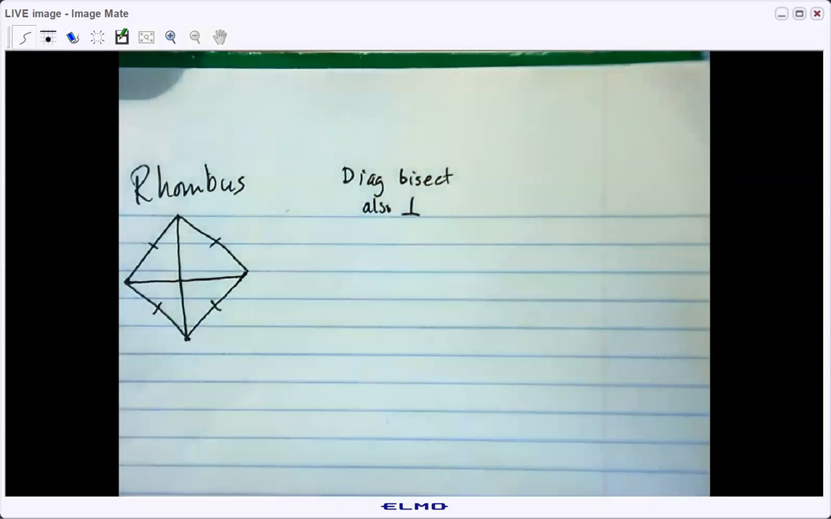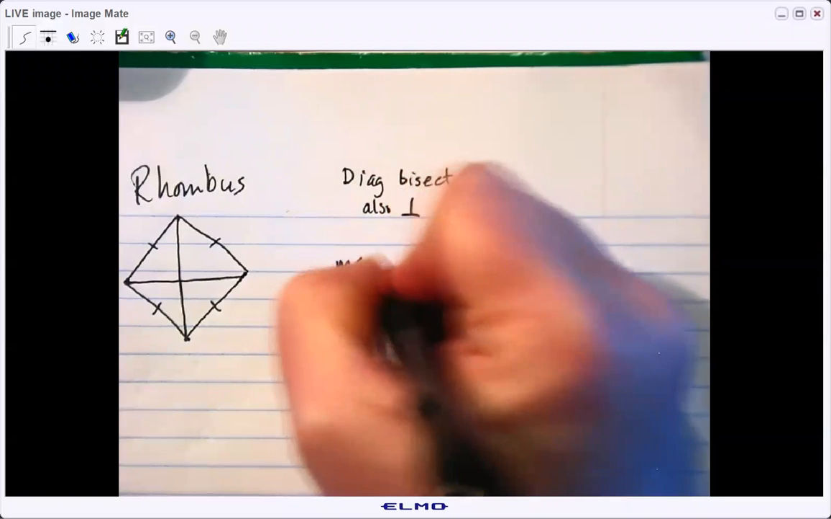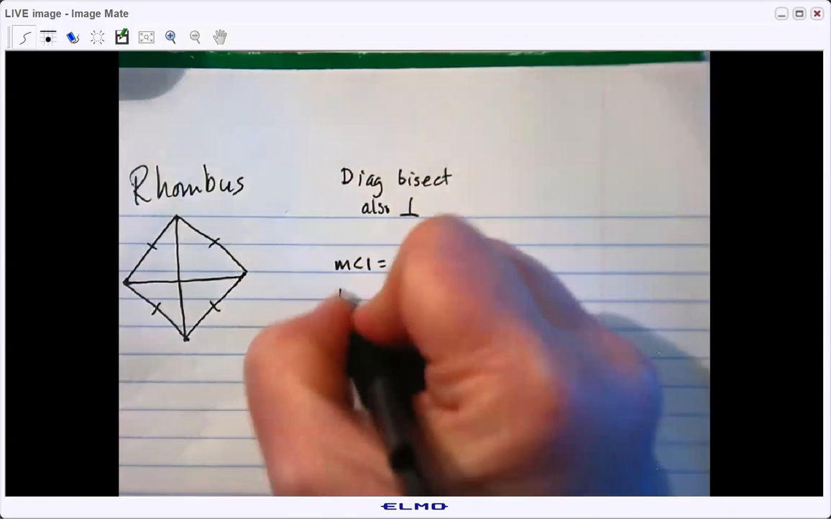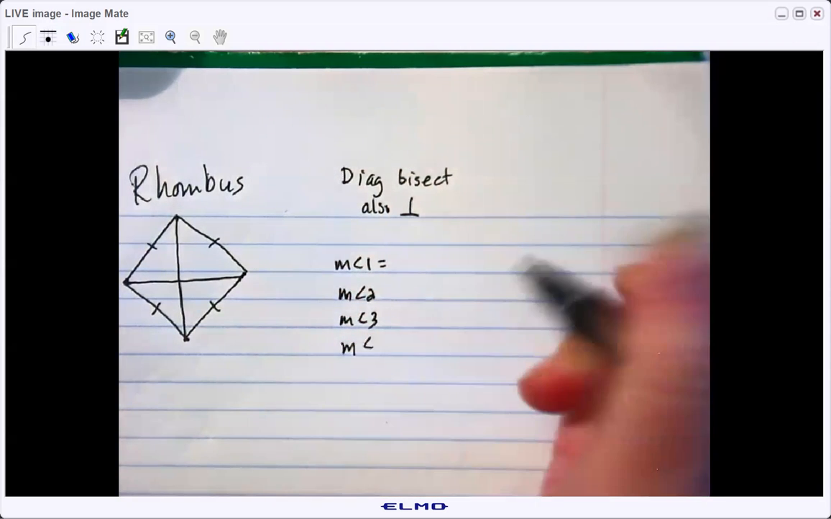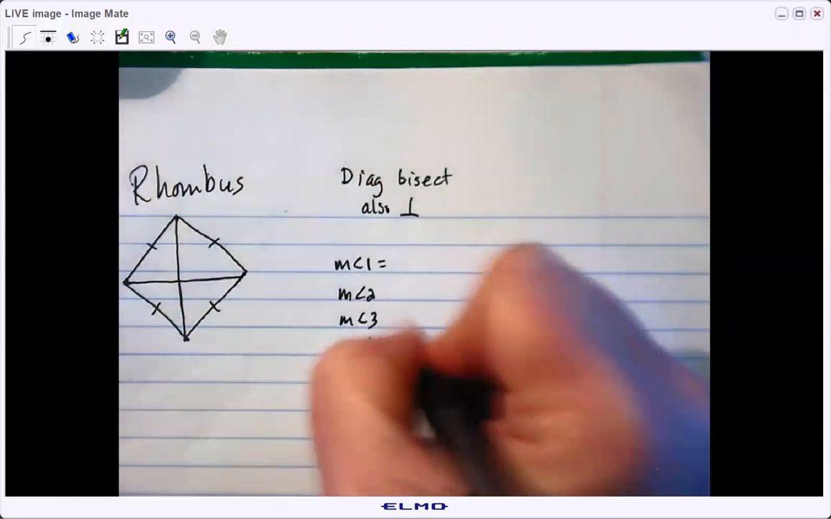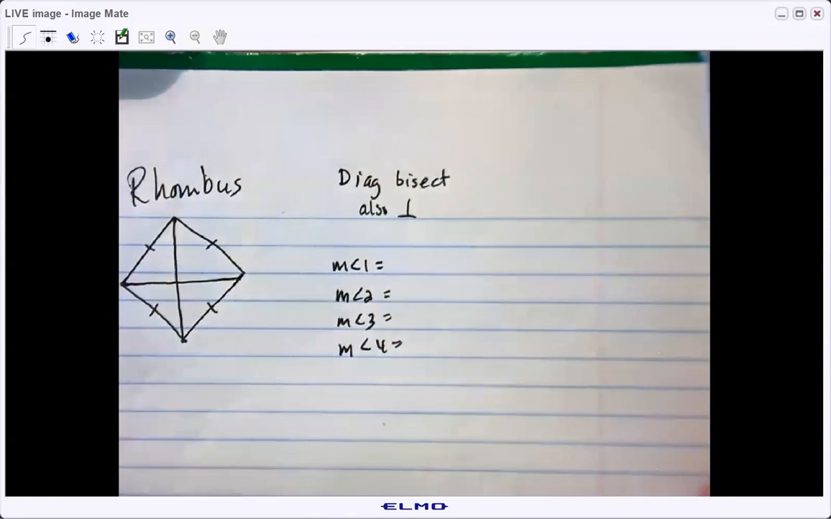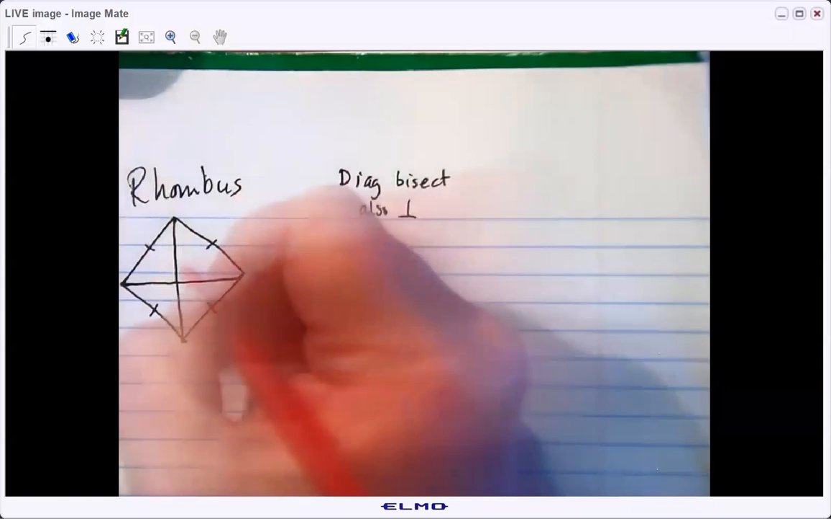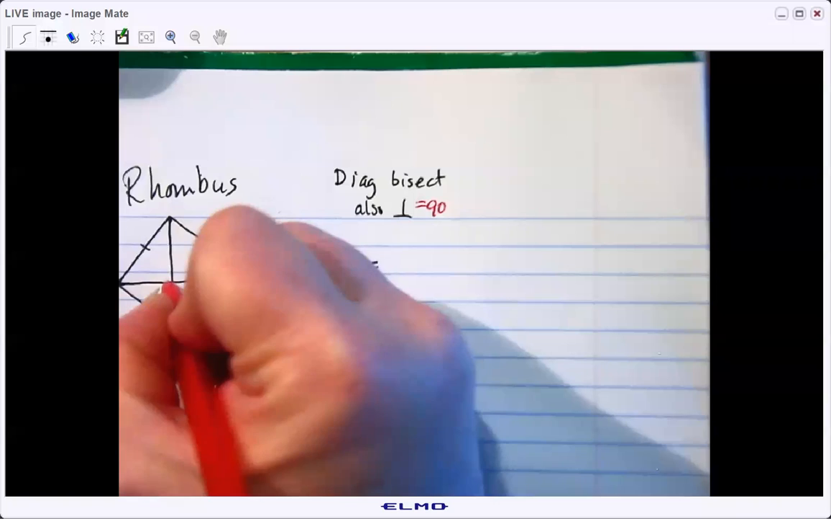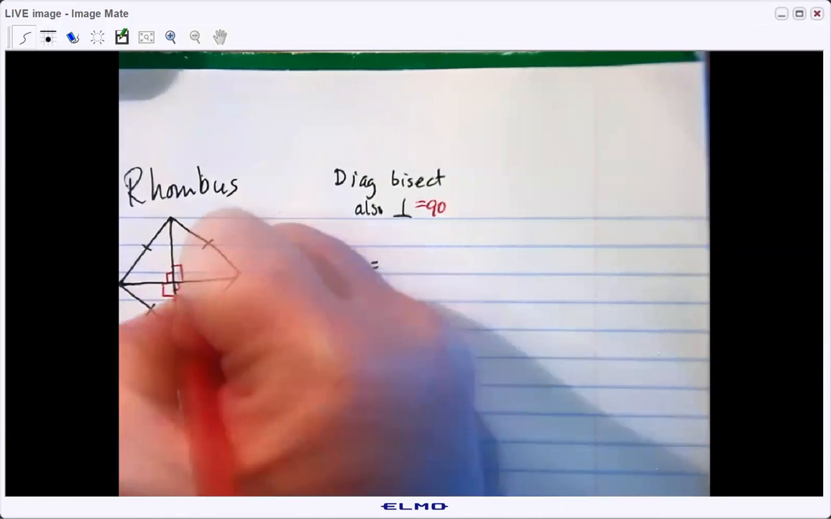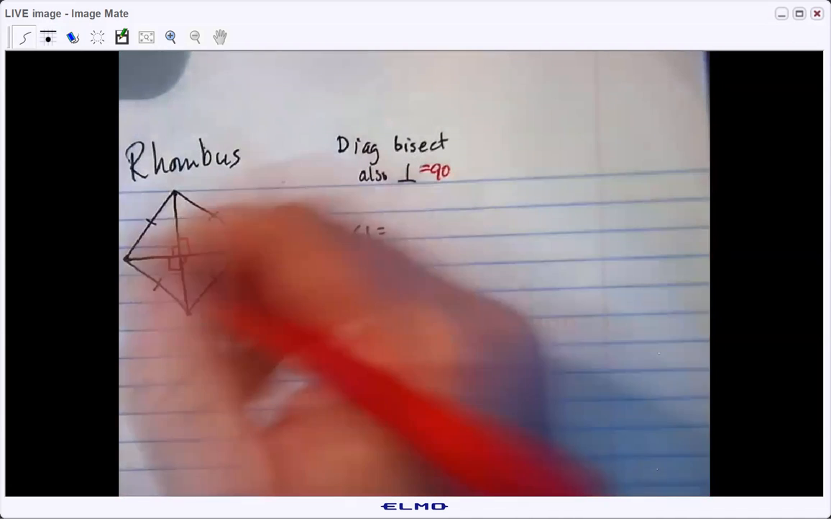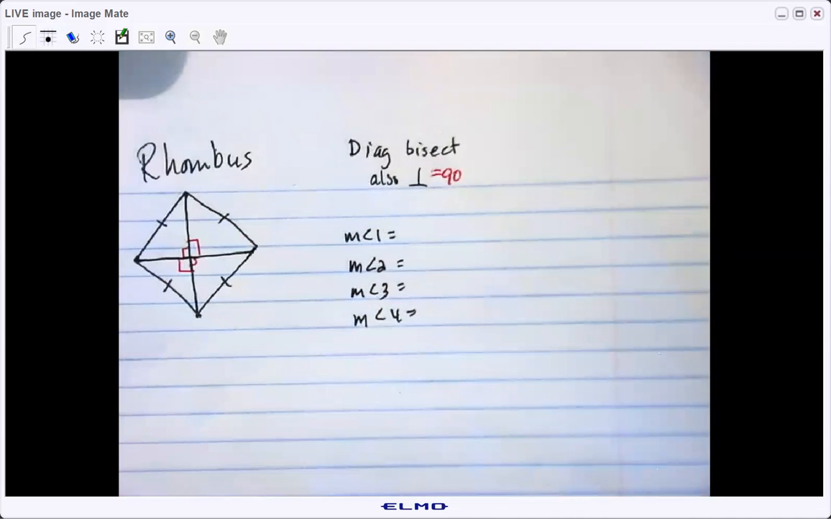What does it mean to be perpendicular? What's the degree measurement? 90 degrees, good. So I know that it's equal to 90, so that means this 90, that 90, that 90, and that 90. So they're all 90 degrees. That makes 4 right triangles, 4 identical right triangles.